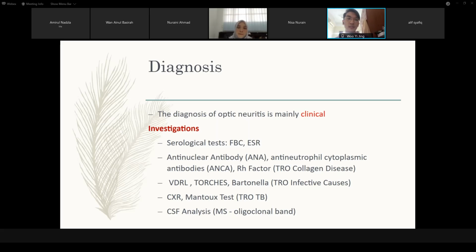And you can do infectious studies: VDRL, TORCHES, Bartonella. Bartonella is an agent for cat scratch fever. And chest X-ray and Mantoux test to rule out TB. And the last one is CSF analysis to find out multiple sclerosis. Right, next slide.